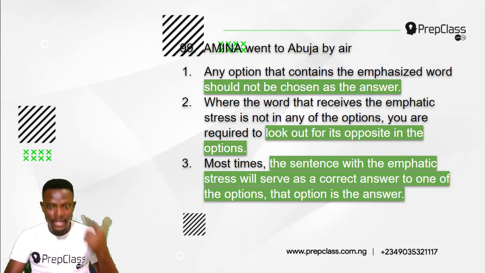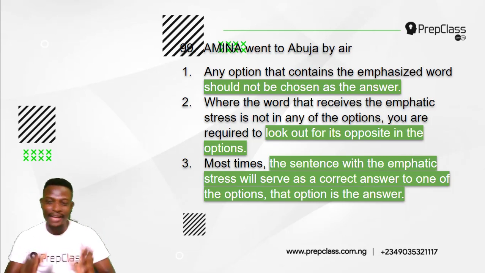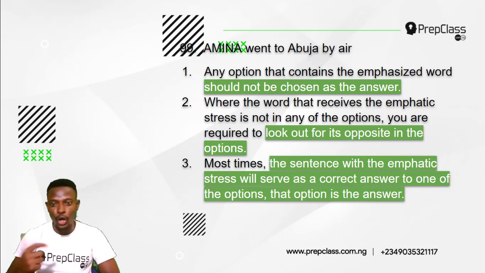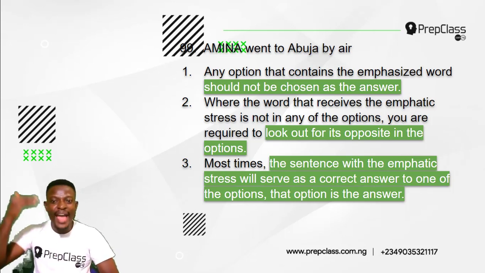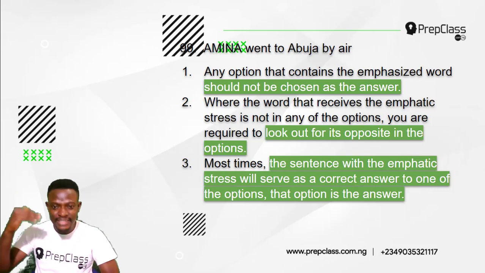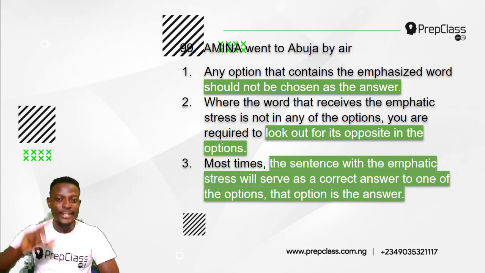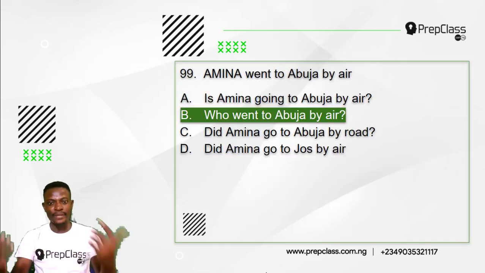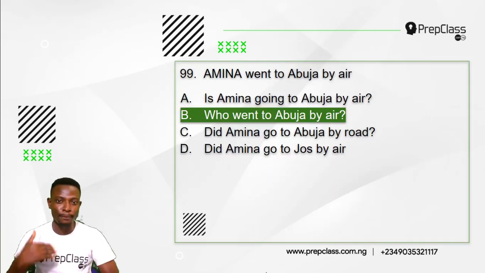Rule number 3. Most times, the sentence with the emphatic stress, that is the question itself, will serve as the correct answer to one of the options. So any option that the question serves as the correct answer to, that option is the answer. So going by this explanation, the answer to this question is option B.